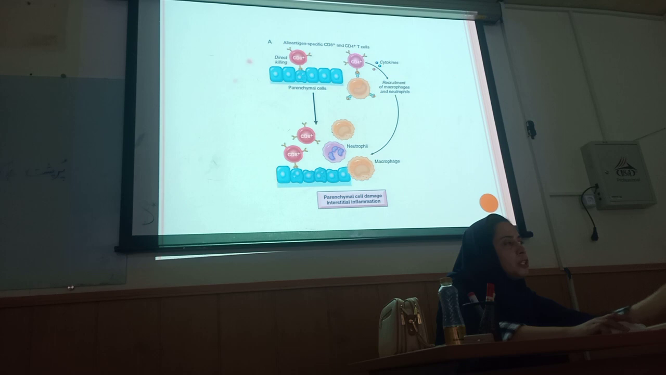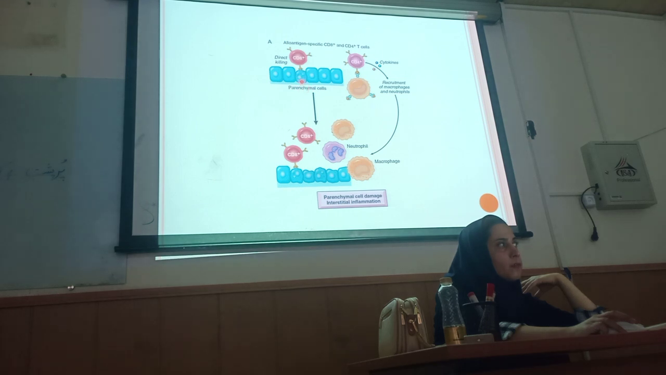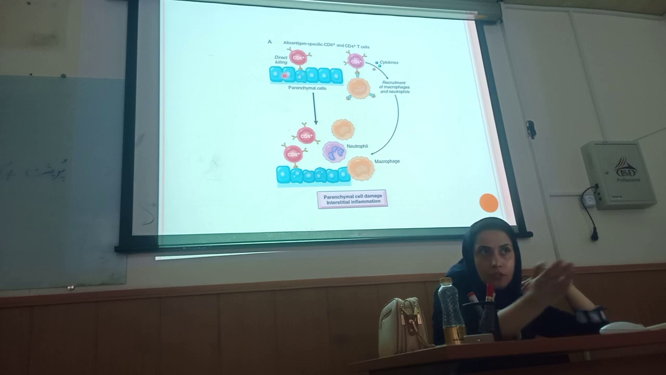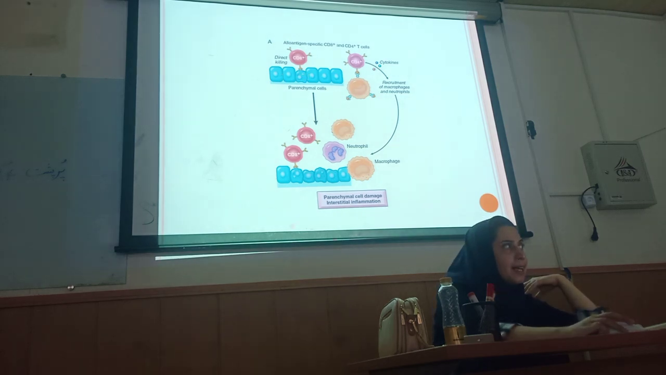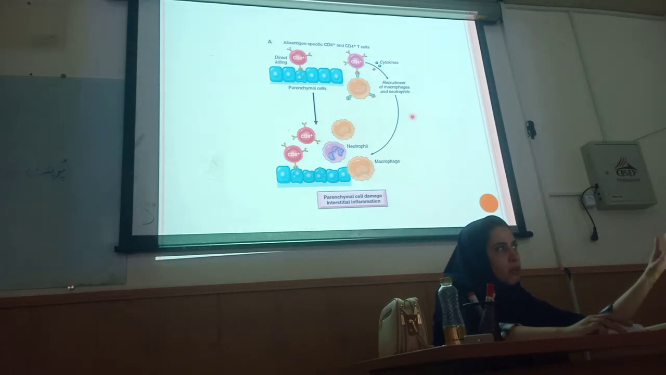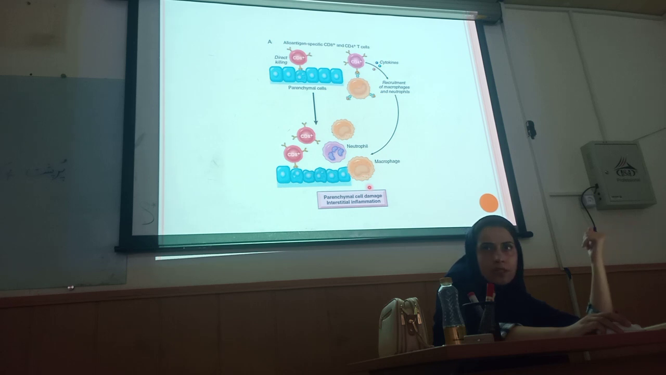So what do we see in this picture here? What are these cells? Cells of transplanted tissue. We have CD8 positive T cells. They directly kill the parenchymal cells. And we may also have CD4 positive T cells, which, for example, produce cytokines, cause inflammation, and then cause parenchymal cell damage.